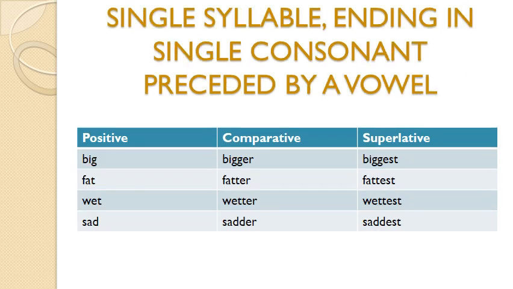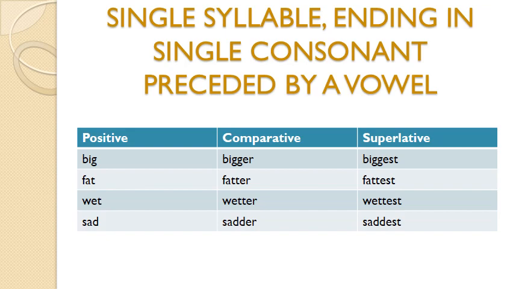Now, when any adjective is given which has a single syllable and that is ending with a single consonant preceded by a vowel. Is it clear? That means a single syllable should be there. It should end with a single consonant, and before that there should be a vowel also. See, this example is given: big, single syllable, ending with a consonant, that is g, and g is just preceded by the vowel, that is i.